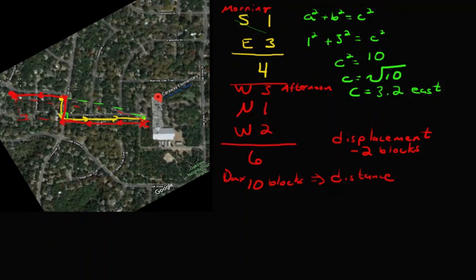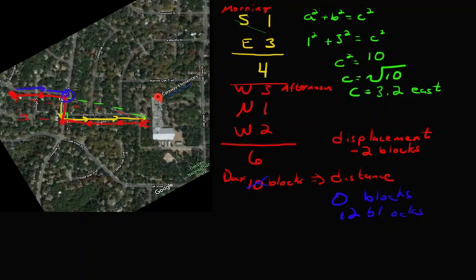Now, at the end of the day, she's got to go home, right? So she comes home. What is her total displacement at the end of the day? It's 0 blocks. She didn't go anywhere as far as physics is concerned because she's right back where she started. However, her distance is no longer 10 blocks, it's 12 blocks because she went those two additional blocks to get home.